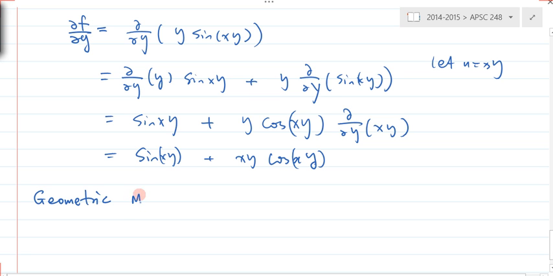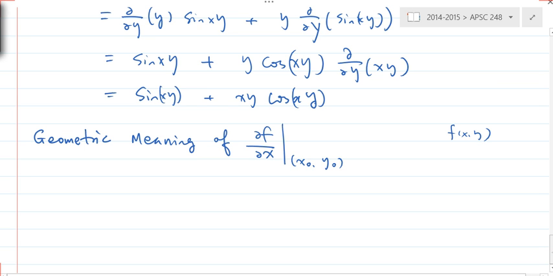So now we'll see what the geometrical meaning is. What's the geometrical meaning of a partial derivative? For example, we're given a function f, and we're taking the partial derivative of f with respect to x. I'm going to use a function of two variables for illustration, because three variables are what we want to be able to illustrate. And I'm going to plug in certain values, x naught, y naught, into the end result here.